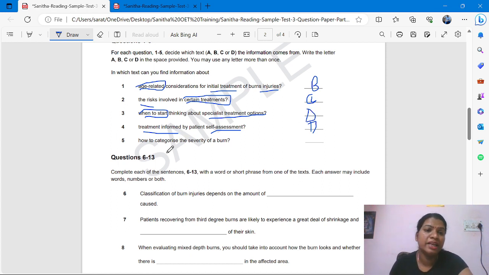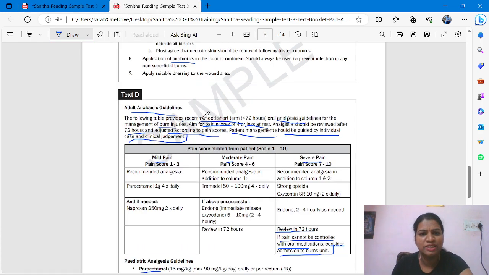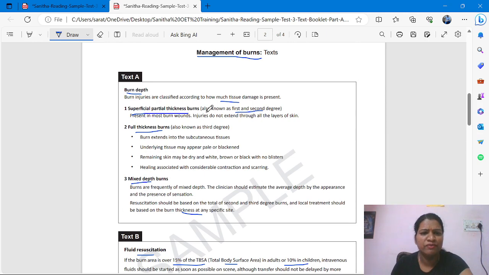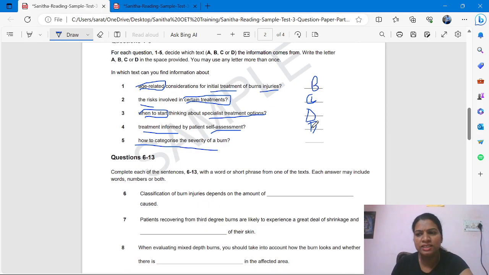According to the pain score, we give medication to the patient. How to categorize the severity of burns? Easily you will get it. Categorize severity of burn: first paragraph is superficial, full thickness, mixed. Are you getting the answer? This is the way you have to find out the answer. Sometimes you think it is very easy, that there is no need of any practice, but it is not easy. I am telling you, it is not easy. So for OET reading Part A, please, my friend, take it seriously.